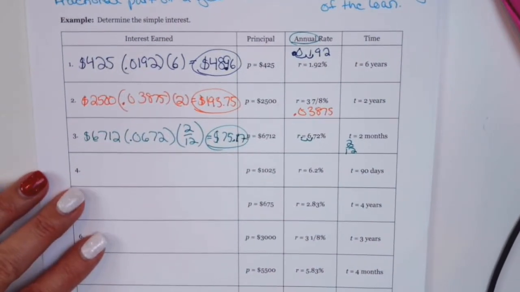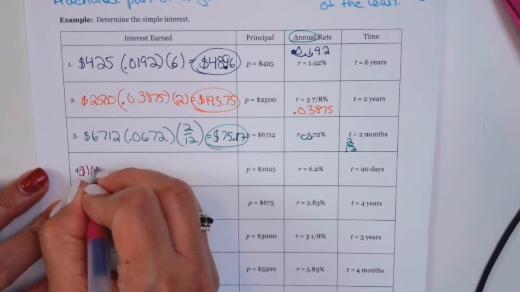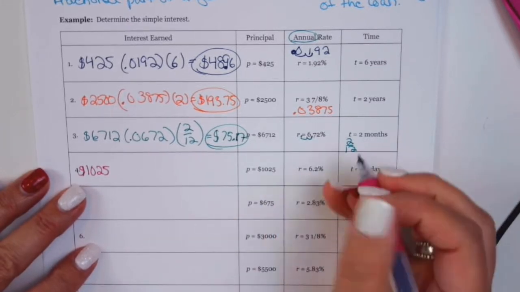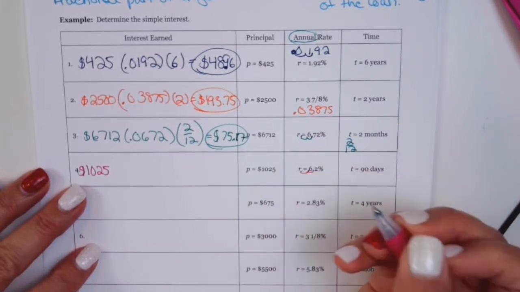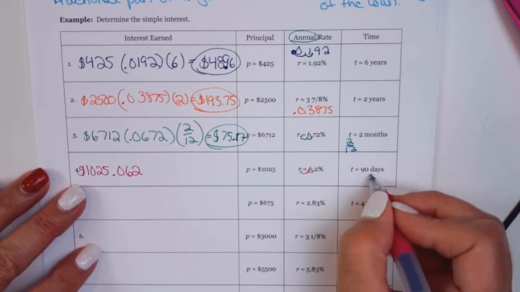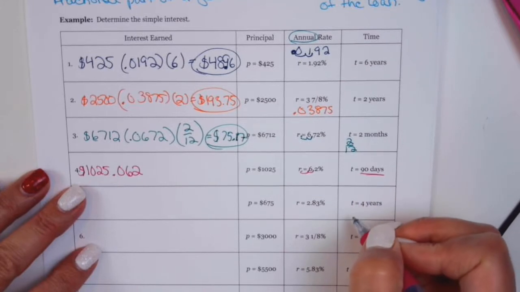Now, number 4. So our principal is $1,025. Our rate, again, is 6.2%, so we're going to move that decimal: 0.062. Now we have 90 days.